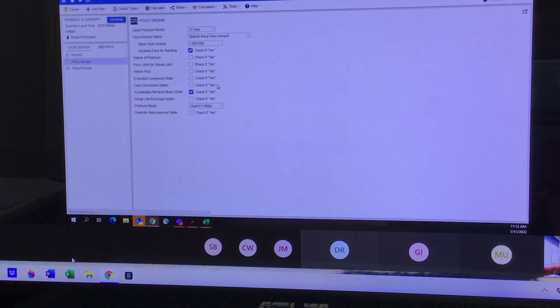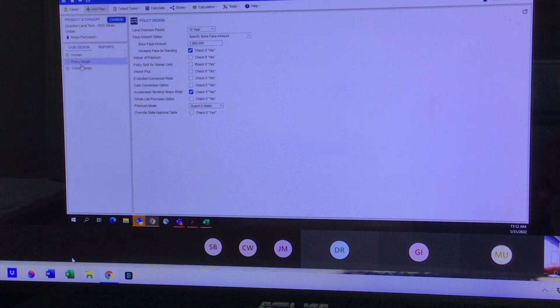Going over to policy design, this is pretty much going to let us know everything we want to choose for this guaranteed level term. So we can choose 10, 15, 20, or 30 year. So we do offer up to a 30-year term contract. Let's do 30 for this example.